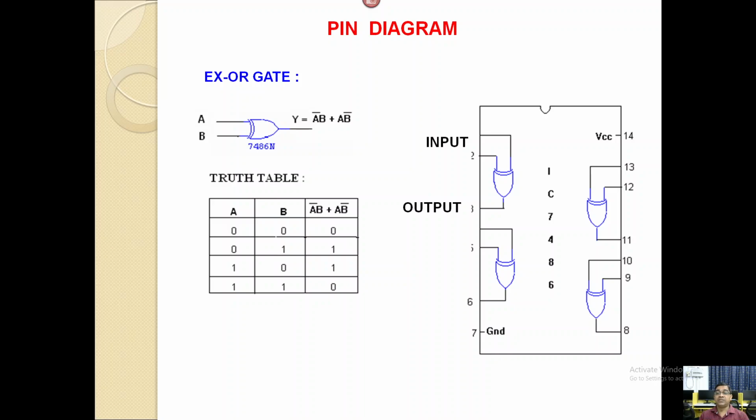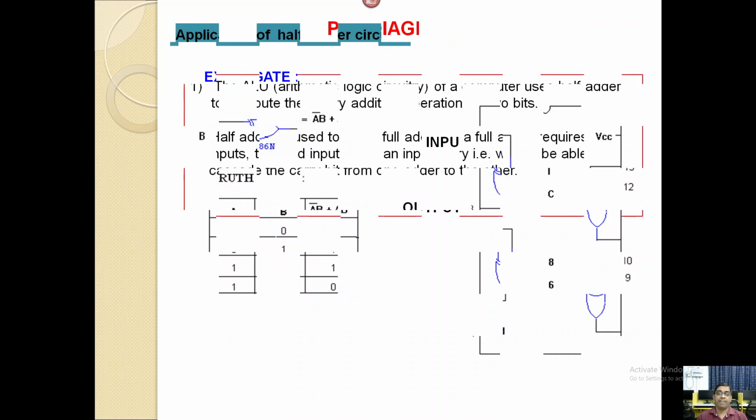In this IC for the XOR gate, four gates are there in one IC. Pins 1 and 2 are the input values, 3 is the output, 4 and 5 are the inputs, 6 is the output, 7 is connected with ground, and 8 is the output. 9 and 10 are the input values, 11 is the output, 12 and 13 are the inputs, and 14 is the VCC, the 5 volt supply. So this is the pin diagram of the XOR gate IC.